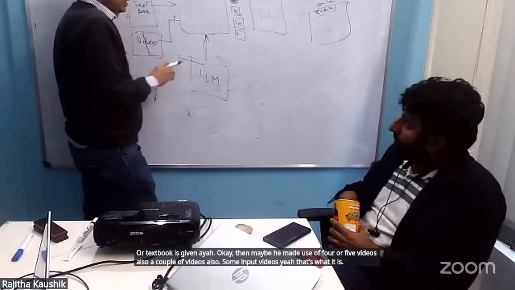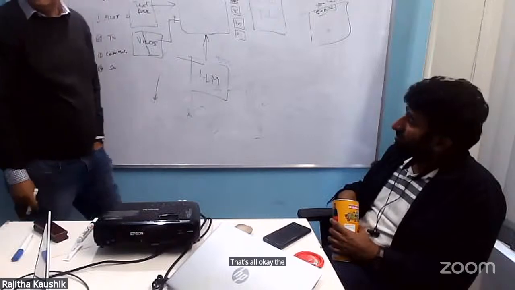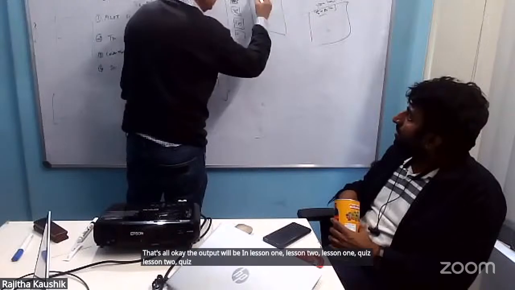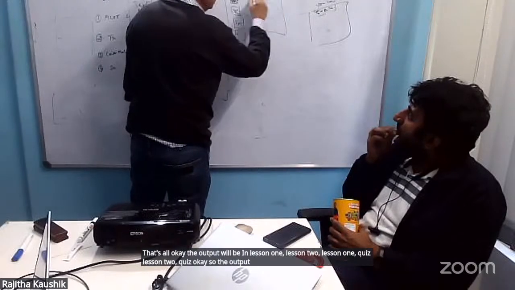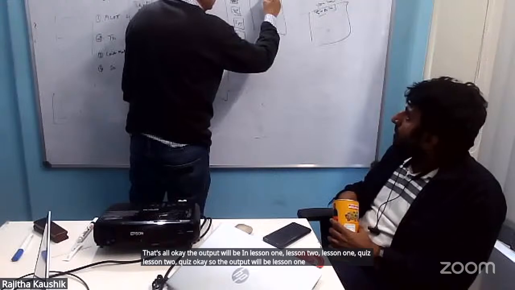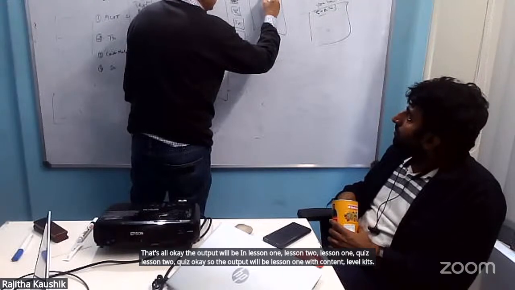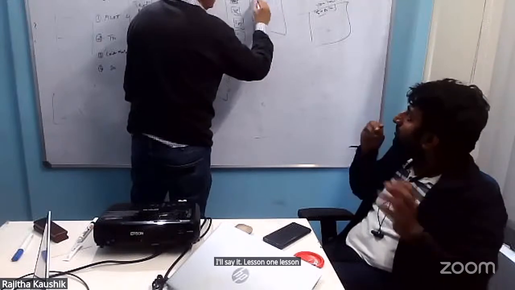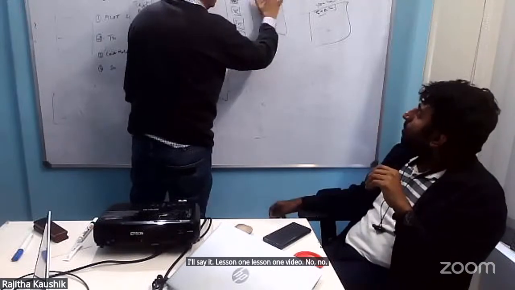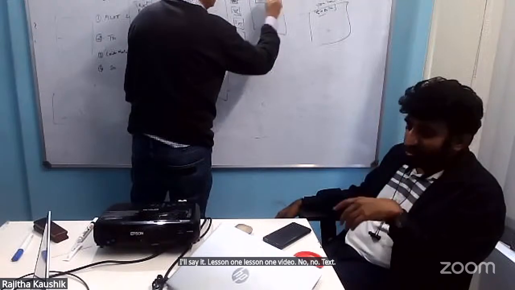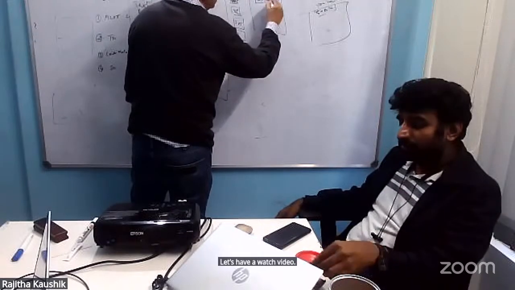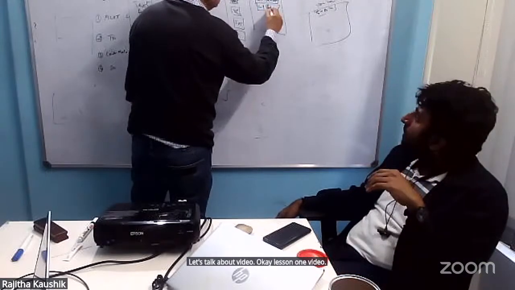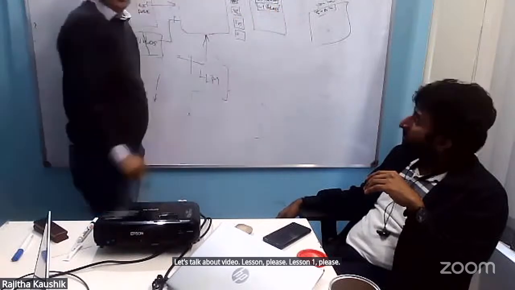That's all. Okay? The output will be lesson 1, lesson 2, lesson 1 quiz, lesson 2 quiz. So the output will be lesson 1 text, lesson 1 quiz, lesson 1 video, lesson 1 quiz, maybe lesson 1 audio and quiz.